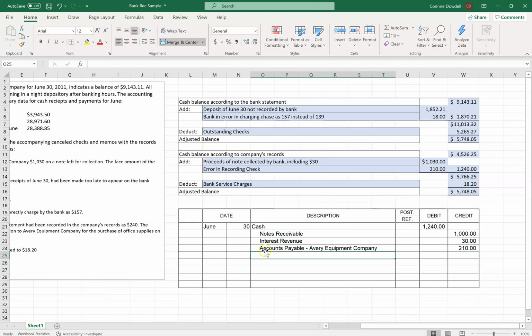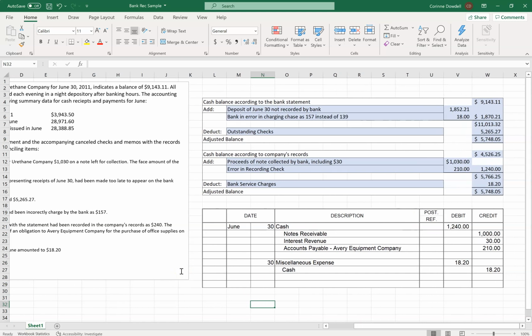And then the last thing is the deduction that happened in cash, which is the bank service charge. That is going to be a debit to miscellaneous expense in the amount of $18.20, and then a deduction in cash of $18.20. So that is a bank rec.